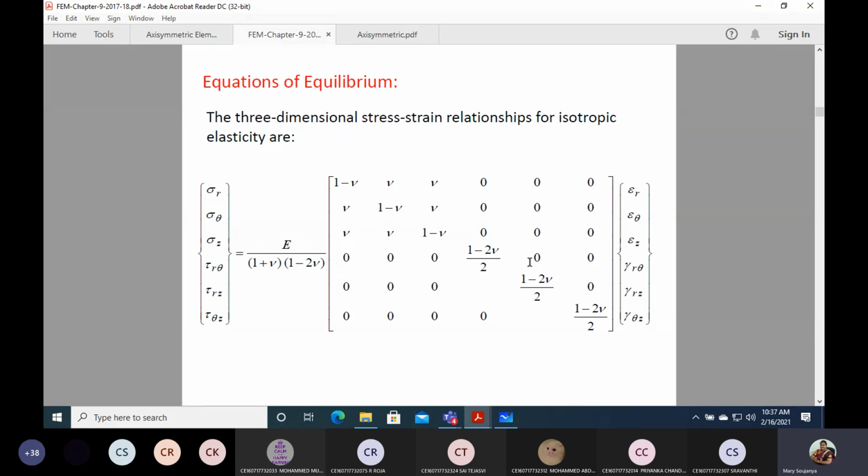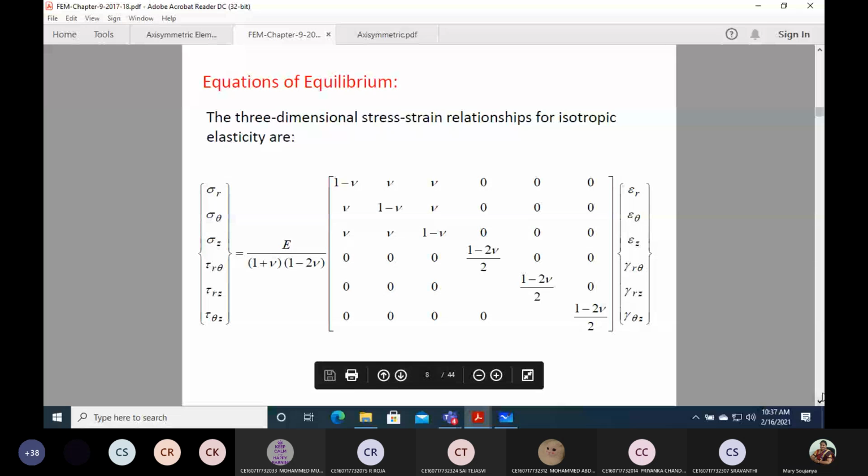In the presentation shown on the screen, they have written Poisson's ratio as nu. Sometimes Poisson's ratio is taken as mu. Generally what we take is mu, while most of the textbooks take it as nu. All right, either mu or nu, in either case it is Poisson's ratio only.